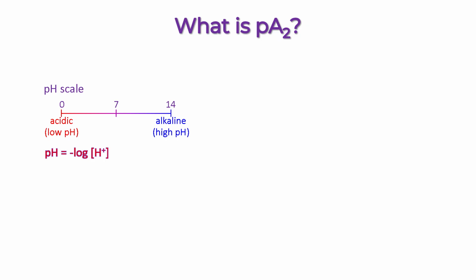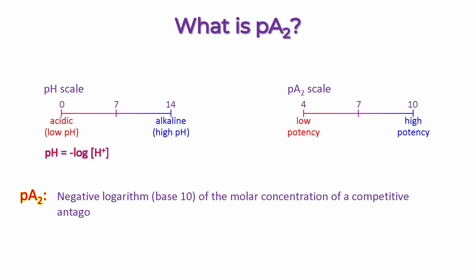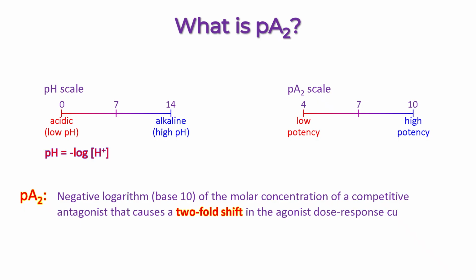Now let's bring in the pA2 scale. Like pH, pA2 is also a logarithmic measure, but instead of hydrogen ions, it refers to the concentration of a competitive antagonist. Specifically, pA2 is the negative logarithm of the molar concentration of antagonist that causes a twofold shift in the agonist dose response curve.